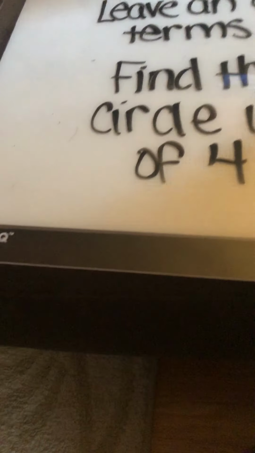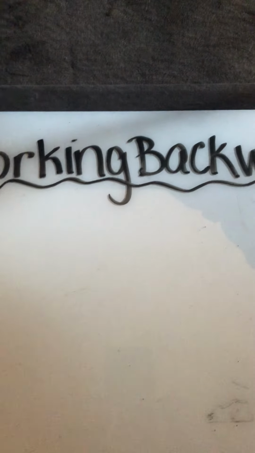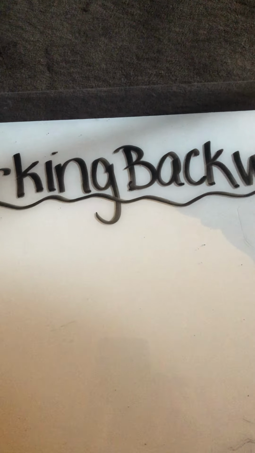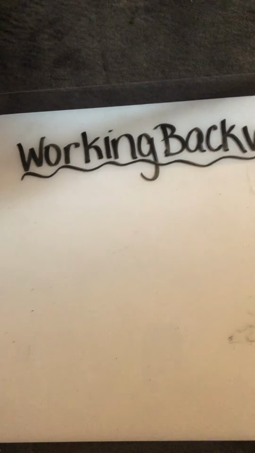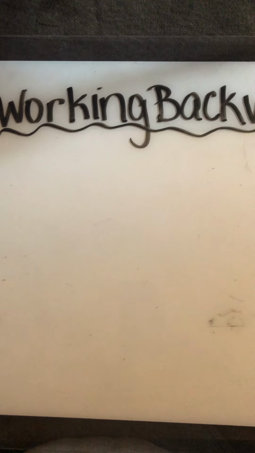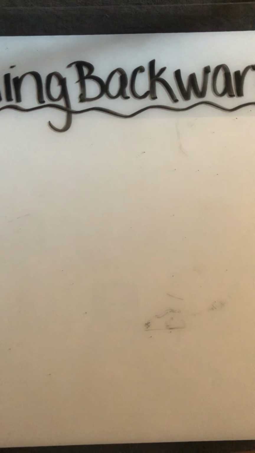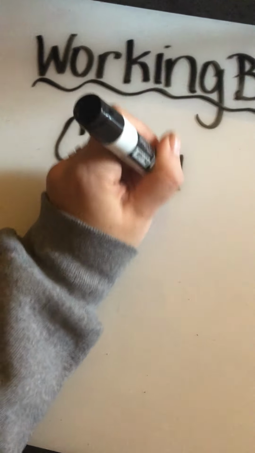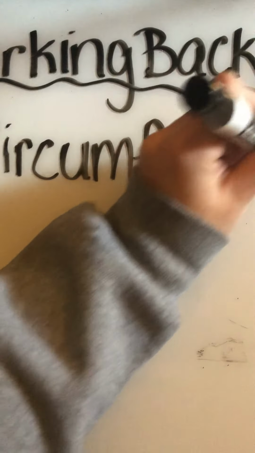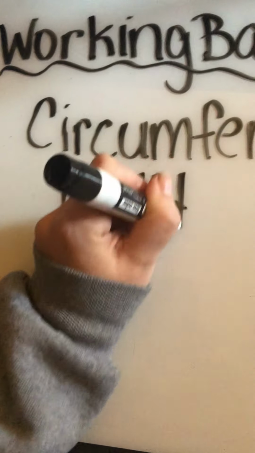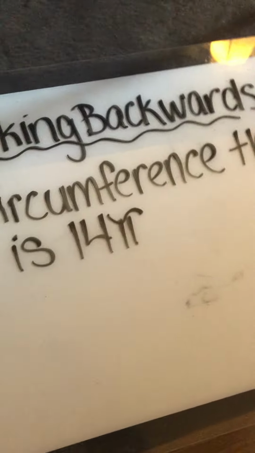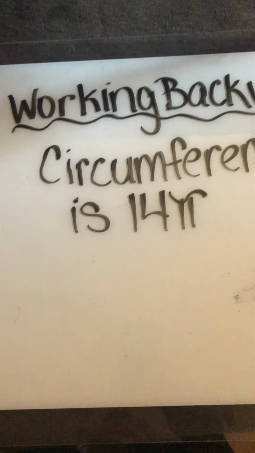All right, so I think that kind of gave you a quick overview of some questions you're going to see come up in the lesson, but let me go through it a little bit more to make sure I covered everything. Okay, so in the example that's provided in the lesson for working backwards, they tell you that a circle has a circumference that is 14 pi.